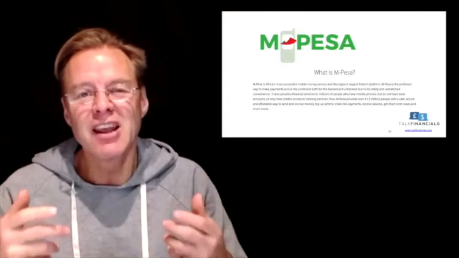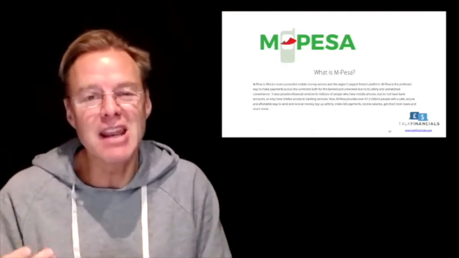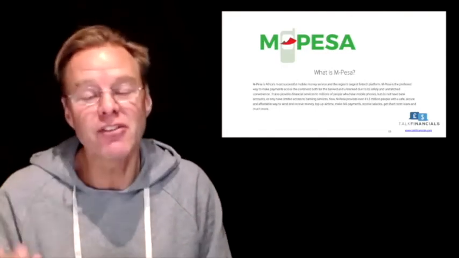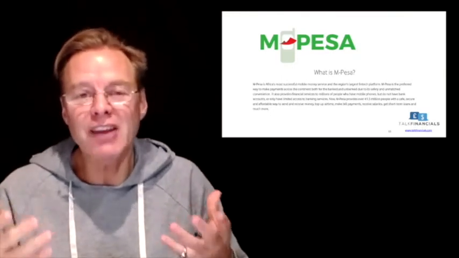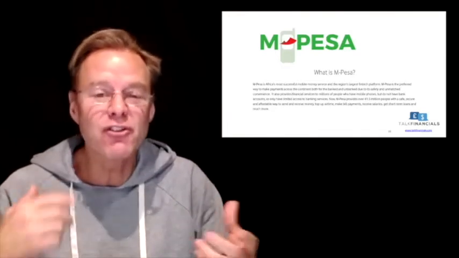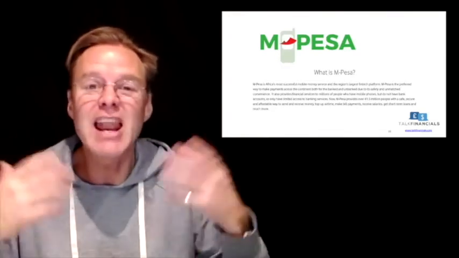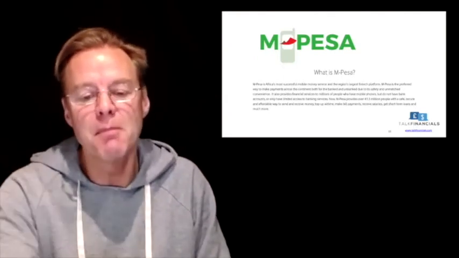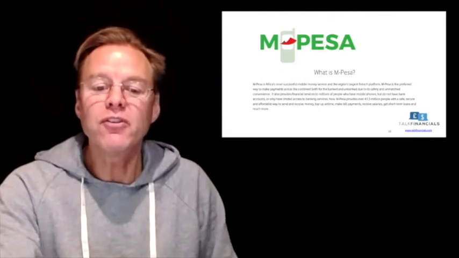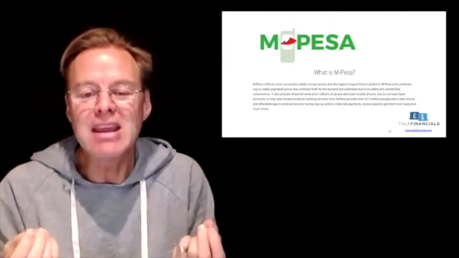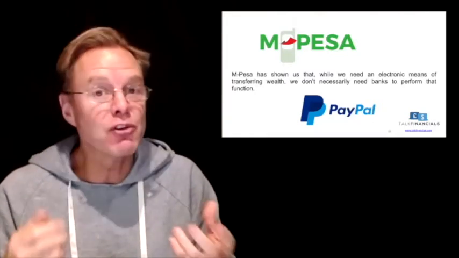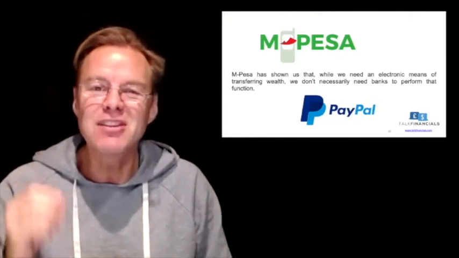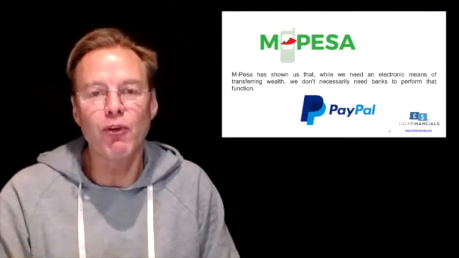I can take my minutes and send them to the seller, and these minutes have value. What we suddenly found through M-Pesa was that people were using these minutes to transfer wealth between each other electronically. They didn't need the actual physical currency as long as they had a mobile phone. M-Pesa shows us that whilst we need an electronic means of transferring wealth, we don't necessarily need banks to perform that function.